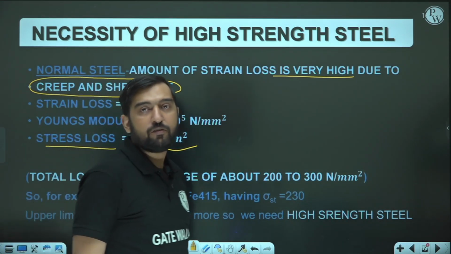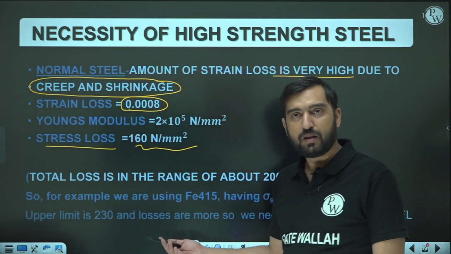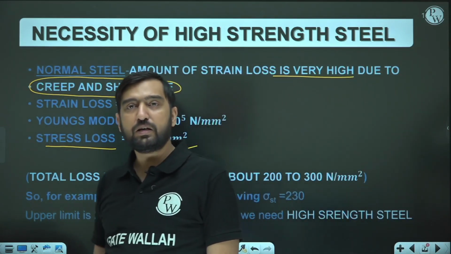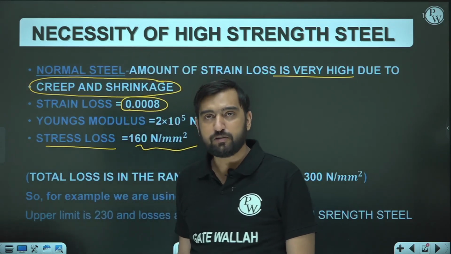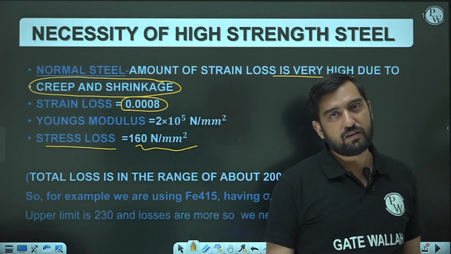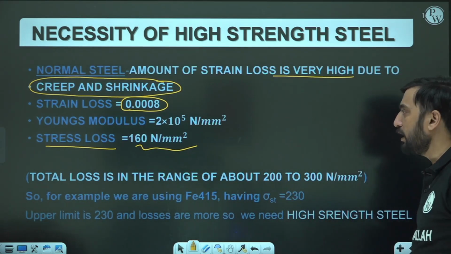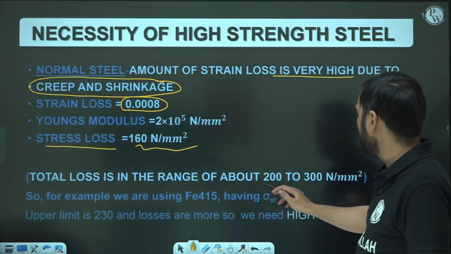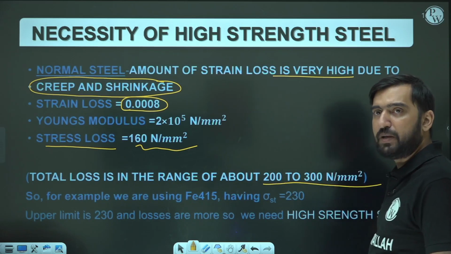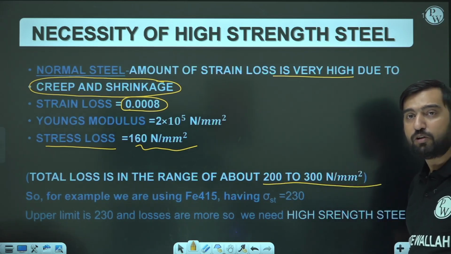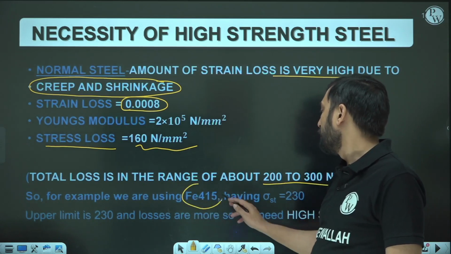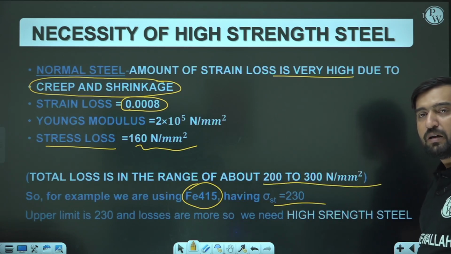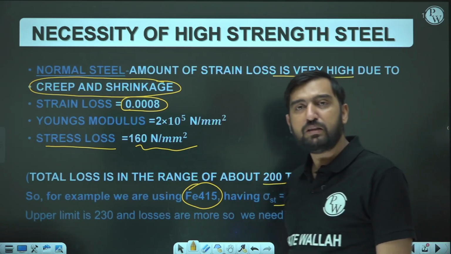There are other factors as well, like creep of steel, shrinkage of steel bars, frictional losses, so many factors are there, elastic shortening of concrete. So if we include all such reasons, then this range comes around 200 to 300 MPa. And if we are going to use Fe 415 even, then the permissible stress for that in WSM is 230 MPa. So you can see that the majority of it is going to be lost in the losses only.